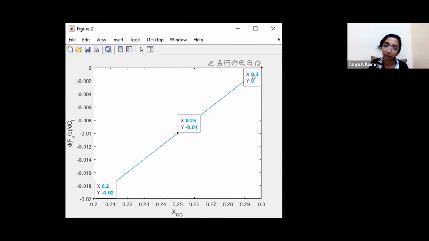Okay, is this graph clear? Are both the graphs clear? Yes? Does anyone have any doubt? Okay, I'm guessing it's clear. I'm going to move ahead. Okay, we'll go to the next question.